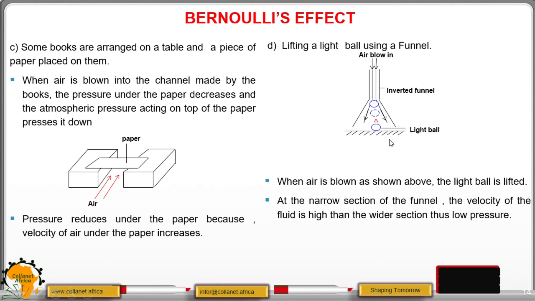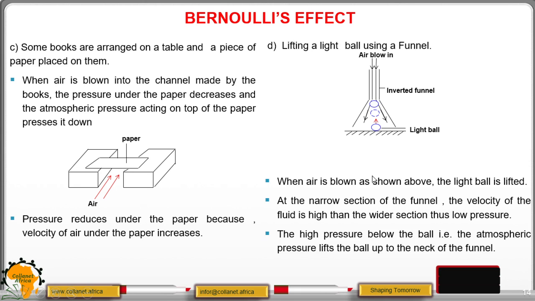At the narrow section of the funnel, this section here, the velocity of the fluid is very high compared to the wider section. Thus, we have low pressure on this section here. It means that the high pressure below the ball, or the atmospheric pressure, will lift the ball up to the neck. And don't forget that you are blowing in, not blowing out.